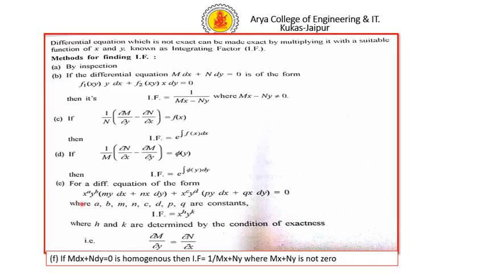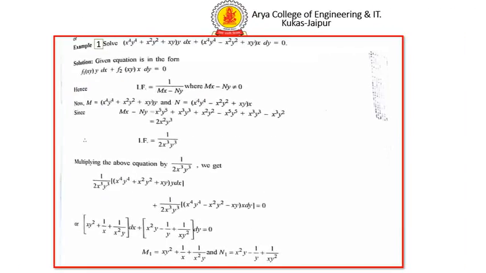Next method, for a differential equation of the form containing only the powers of x and y, we take the integrating factor as x to the power h, y to the power k, and h and k are determined by the condition of exactness. If M dx plus N dy equals 0 is homogeneous, then we take the integrating factor as 1 upon (Mx plus Ny), where Mx plus Ny is not 0. To understand these methods clearly, we take some examples.